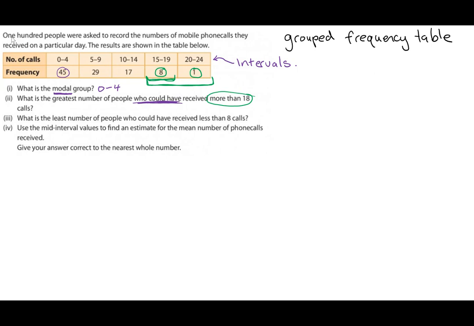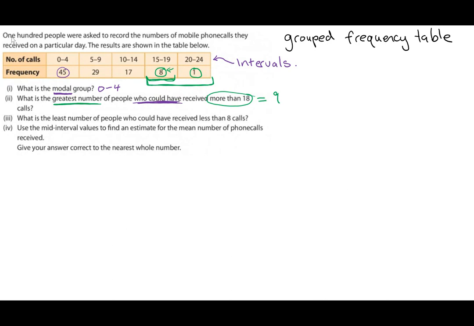It is possible that all 8 of these people received less than 18 calls. But I'm looking for the greatest number of people, so I've got to take in a bit of probability here. I've got to think about the greatest possible outcome. It is possible that all 8 of these people had 19 calls. So the greatest number of people is all of the people in the 15 to 19 section, because they all may have had 19 calls, and 1, so the greatest number of people is 9.